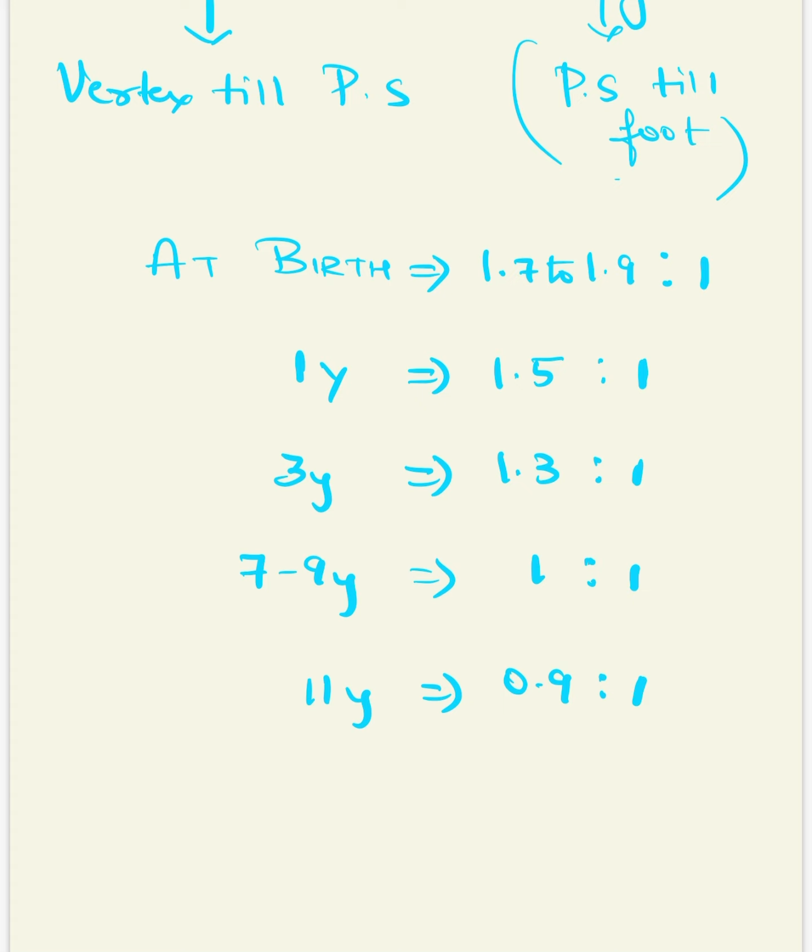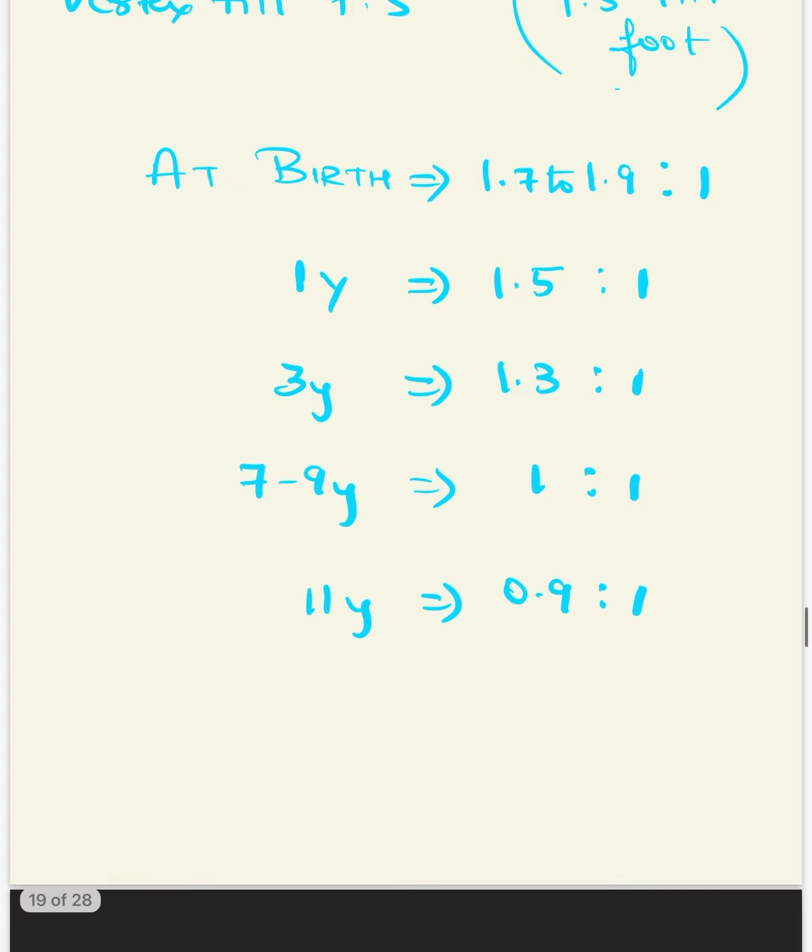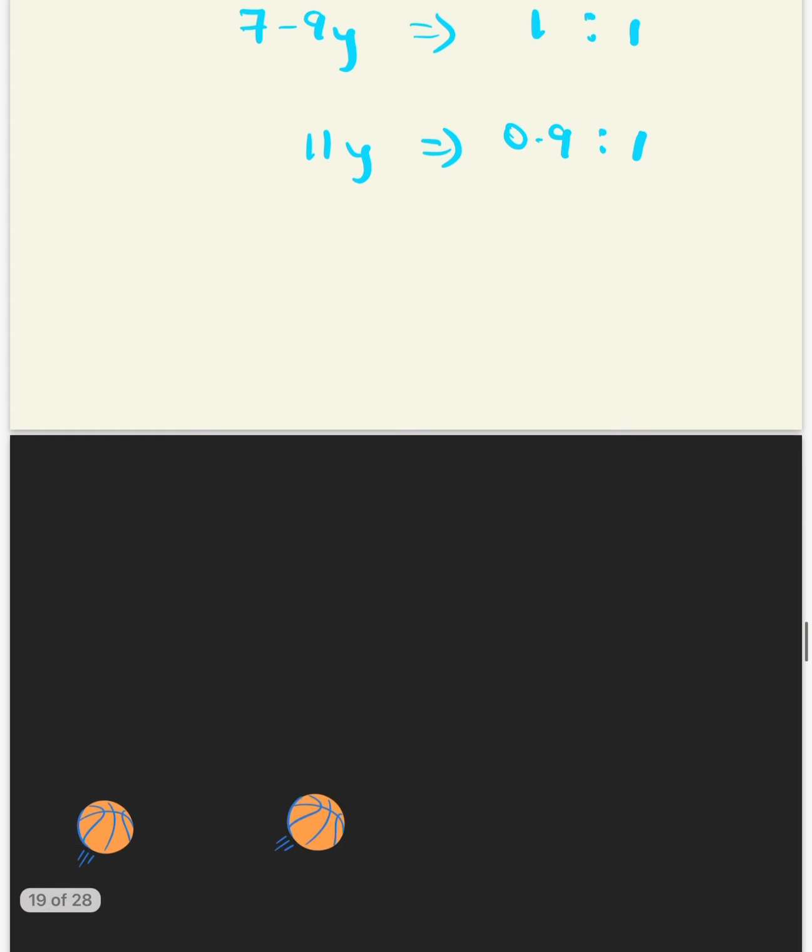At birth, 1.7 to 1.9 is to 1. 1 year, 1.5 is to 1. 3 years, 1.3 is to 1. 7 to 9 years, the ratio will be 1 is to 1. Then at 11 years, the ratio is 0.9 is to 1.